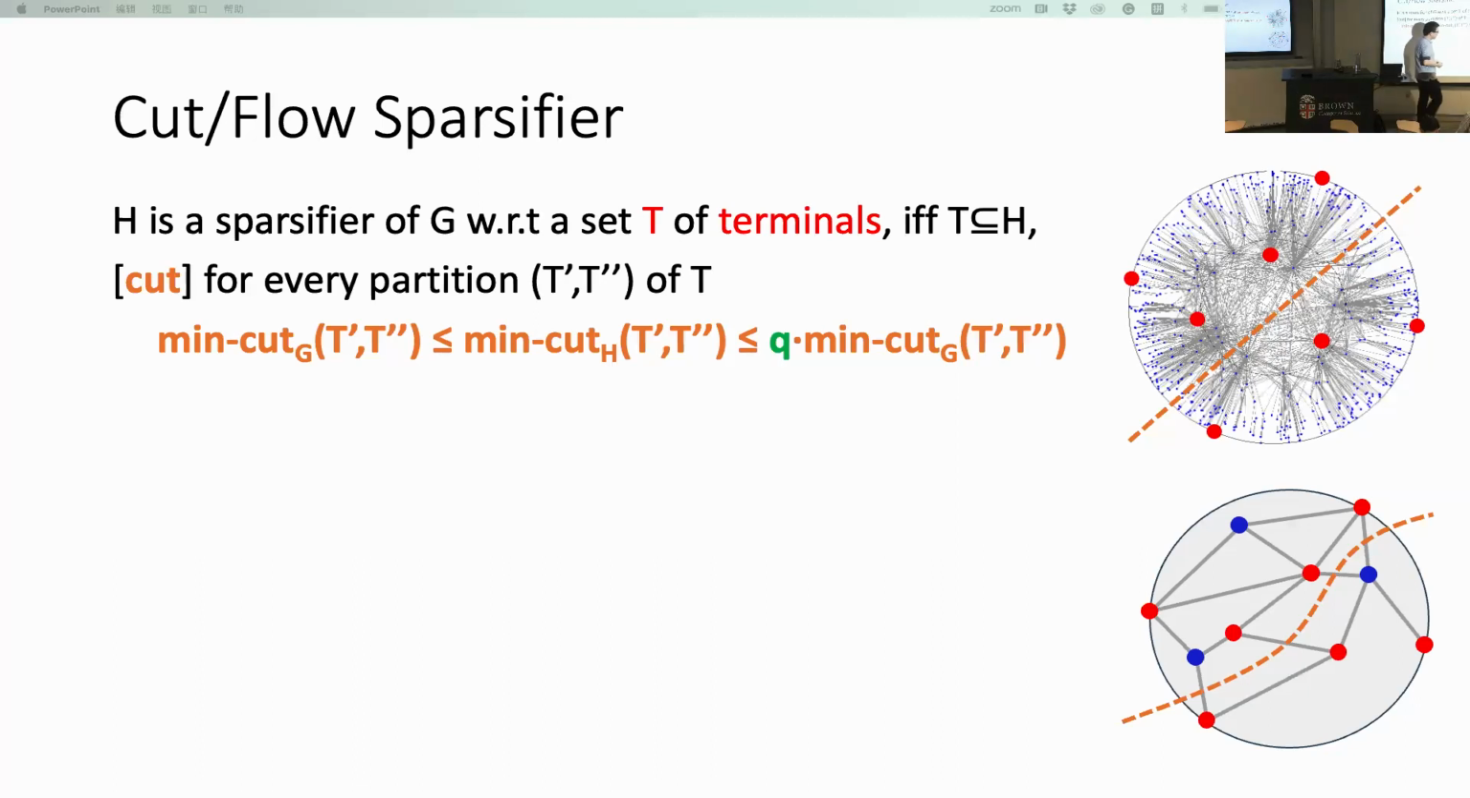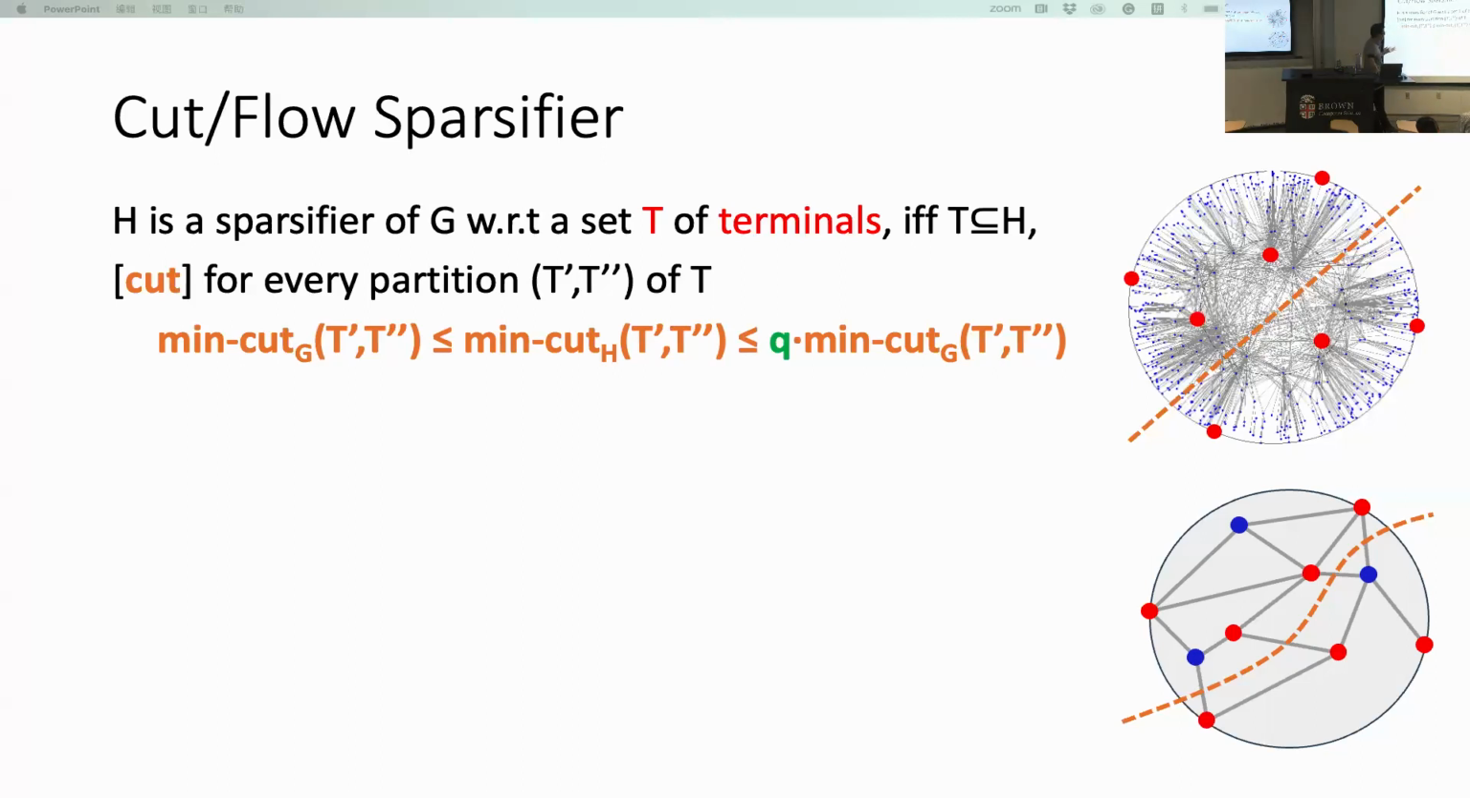So, cut sparsifier. For a large graph with respect to a set of terminals, a cut sparsifier is a small graph containing those terminals, such that for any partitioning of the terminals into two sets, say 3 against 4, the min cut separating them in the original graph is about the same as the min cut separating them in the sparsifier. We call this graph the sparsifier. In the definition, min cut is about the same, I mean within a factor q. Ideally, q is 1, so all the min cuts are preserved exactly, but we allow some small factors, for example a constant or a slowly growing function of the number of terminals.